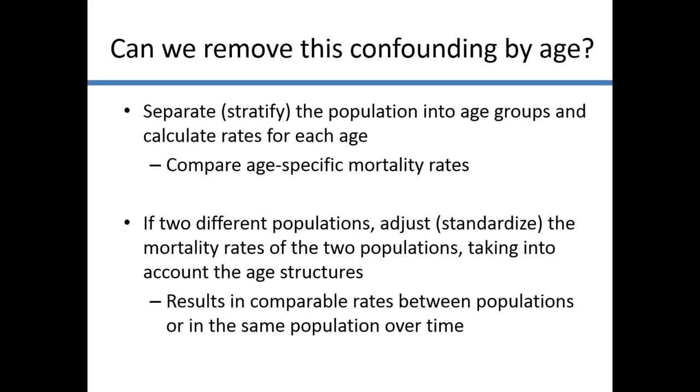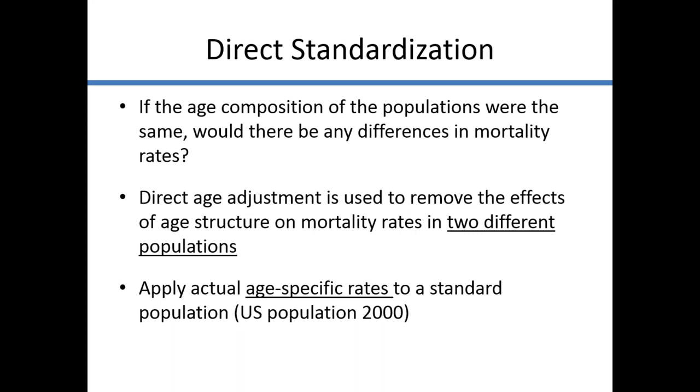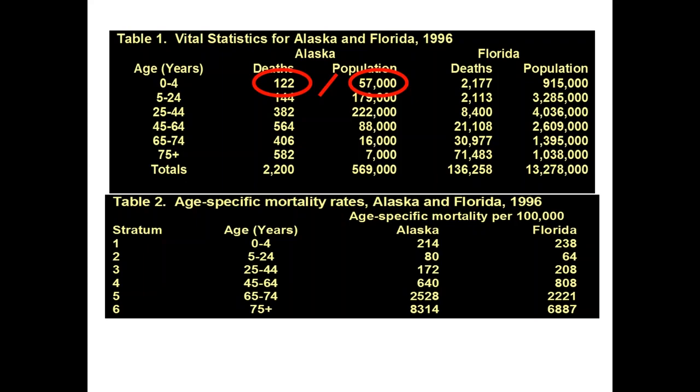Yes, we can separate the population, which is called stratifying, into age groups and calculate rates for each age. And then we can say, okay, you have very different population structures. Let's standardize. Let's give you the same population structure and apply your specific rates to that standard population. What you do in a case like this is called direct standardization. Normally you say, we're going to give everybody the population structure of the United States as a whole. Every state is given that, and we apply the state's age-specific rates to the U.S. population as a whole. Now we're dealing with those individual rates.